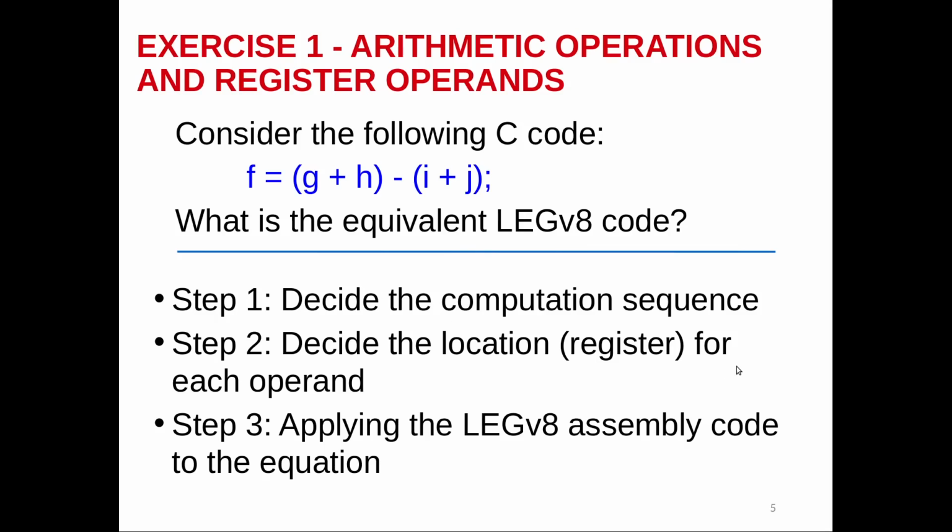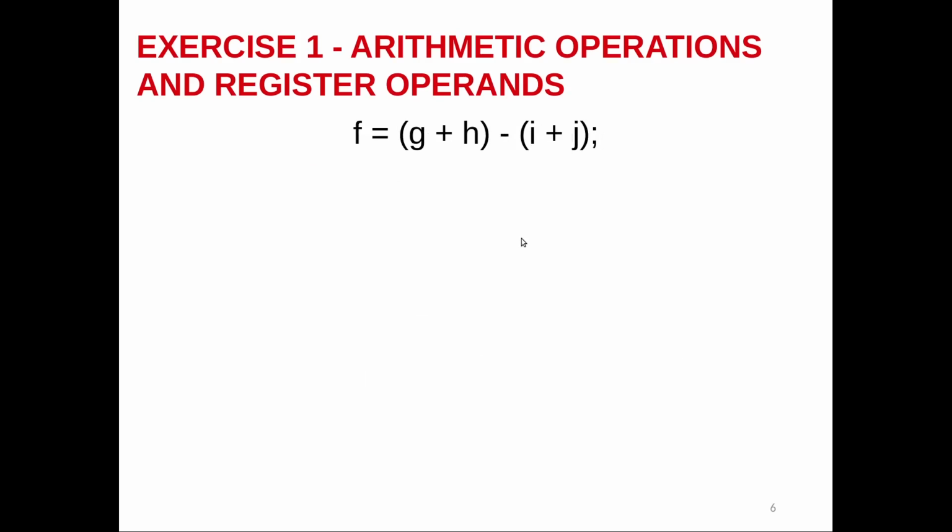The second step, we will decide the location or the register for each operand. And in the last step, step 3, we will apply the LACVS assembly code to the equation. Here in step 1, I decide that we will do the G plus H at first, and then we do I plus J second. Finally, the intermediate value of G plus H will be used to minus the value of I plus J here, and we will have the final result located in F.